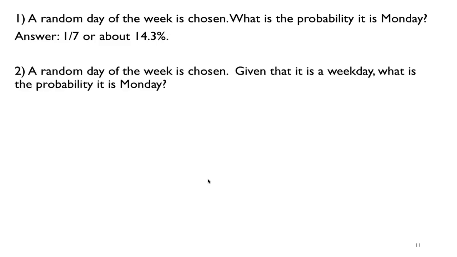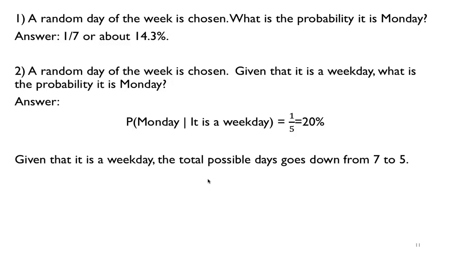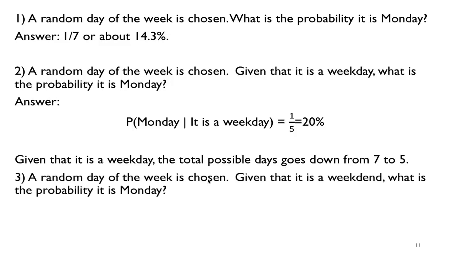Now, suppose that a random day of the week is chosen, but given that that day is a weekday. Suppose we know it's a weekday, what's the chance that it's a Monday? So now this is different. We know it's a weekday, and there are 5 weekdays. The chance of it being a Monday is now 1 out of 5 instead. So the probability that it's Monday, given that it is a weekday, is 1 out of 5. Again, conditional probability means that we know a little bit more information. So now it goes up. It's now 20% instead of 14%. Given that it's a weekday, the total possible days goes down from 7 to 5.